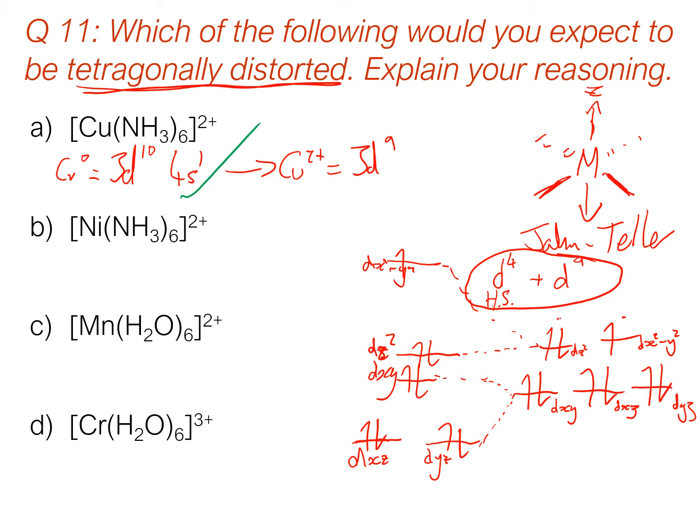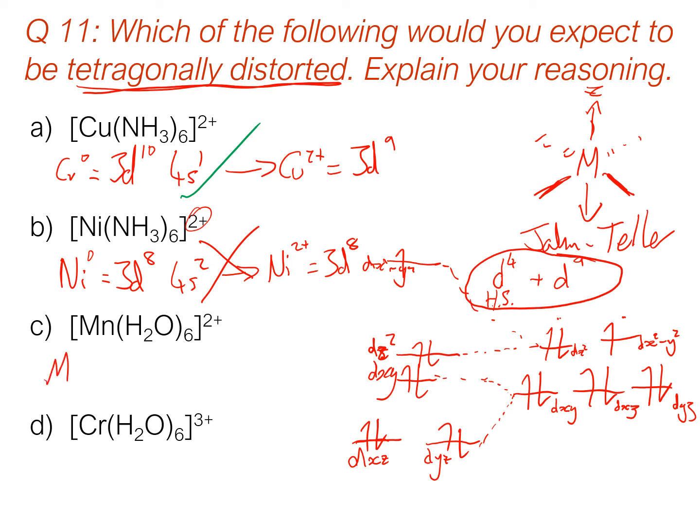Next up, we've got nickel, and nickel as a metal is 3d8 4s2. This is again the same as the charge on the complex, so we're looking at nickel 2+. This one then has an electron configuration of 3d8, so let's put a big red cross through that one. No tetragonal distortion for a d8 complex. Manganese as a metal, 3d5 4s2. Again, it's 2+, so if we're looking at manganese 2+, we're looking at a 3d5 complex. Again, not a high spin d4 or a d9, so big fat cross through that one, no tetragonal distortion.